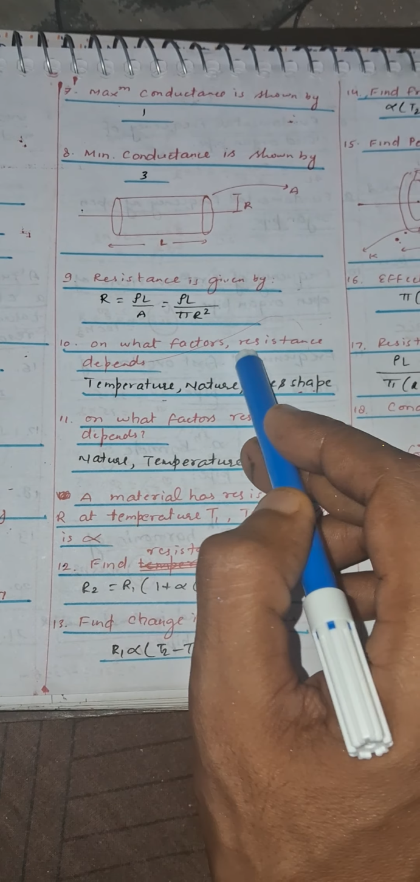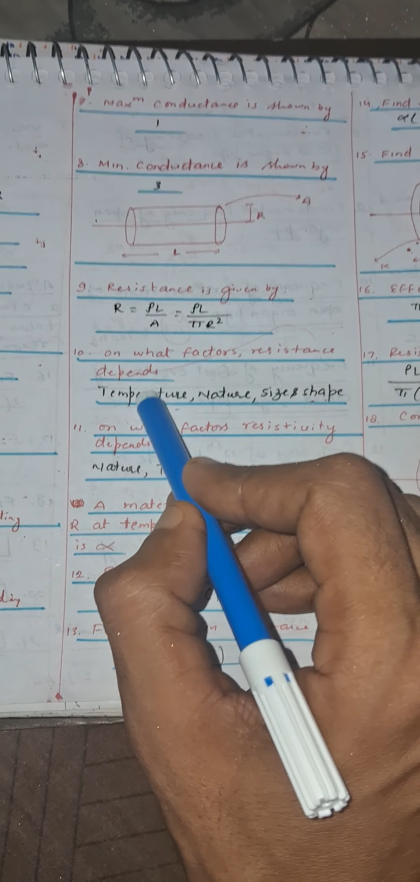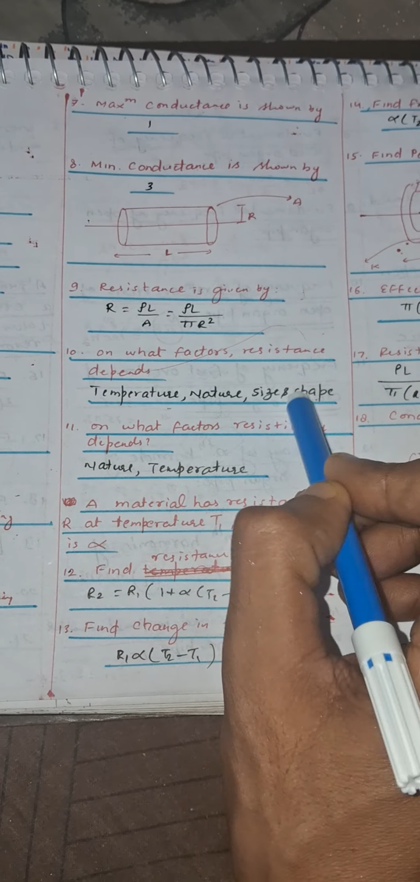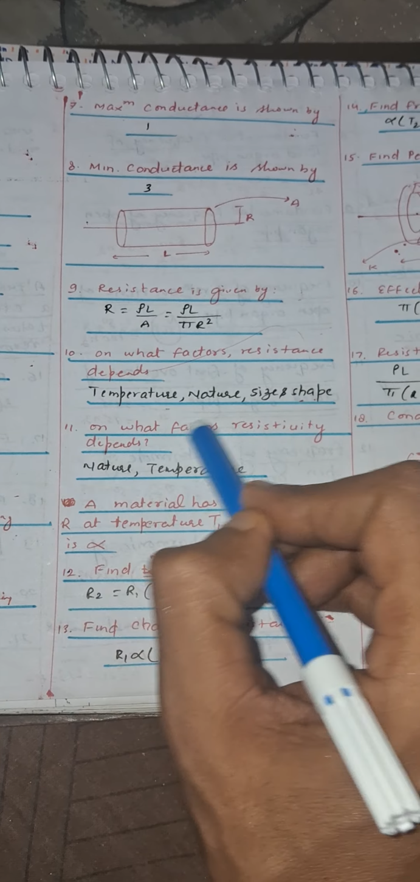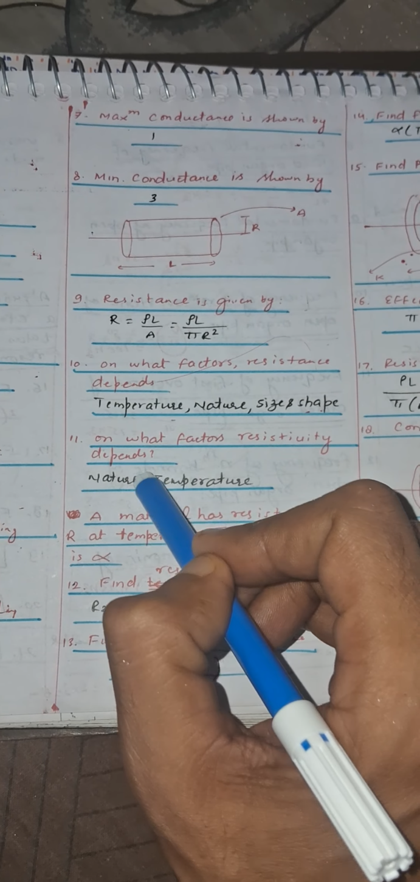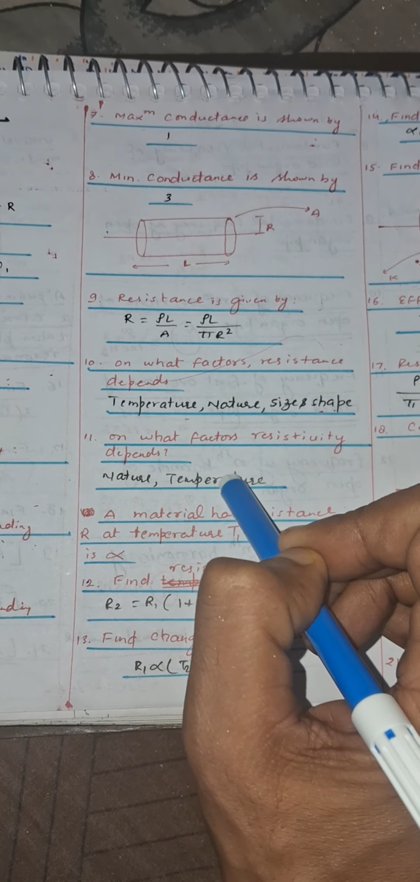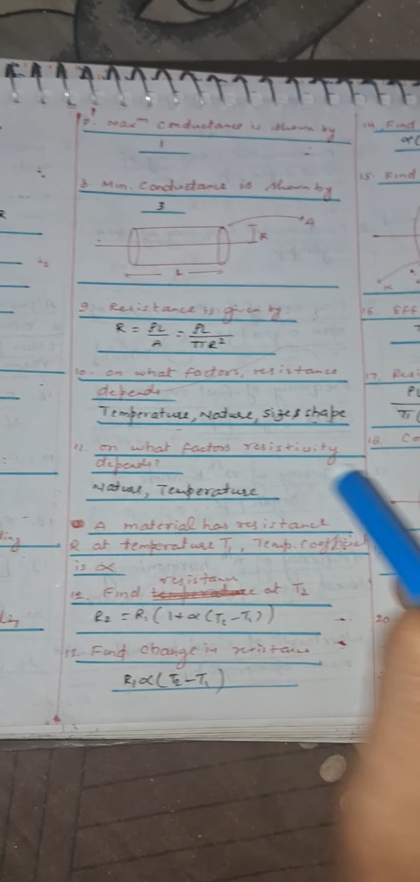Next is: on what factors does resistance depend? Resistance depends on temperature, nature, size and shape of the conductor. Next is: on what factors does resistivity depend? Resistivity depends only on nature and temperature, but is independent of shape and size.